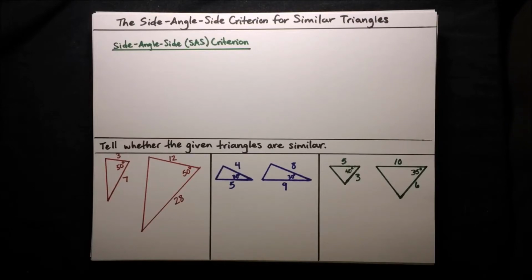In this video, we're going to talk about the side-angle-side criterion for similar triangles. Remember, we say that two triangles are similar if their corresponding angles are congruent and the lengths of their corresponding sides have the same ratio. We have the angle-angle criterion that allows us to quickly check whether two triangles are similar, and now we will introduce another criterion, the side-angle-side criterion.